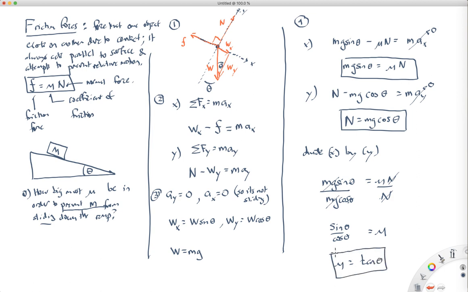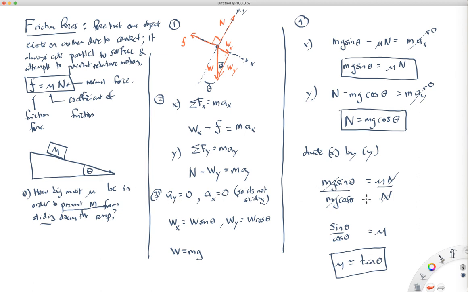In other words, in order for this block to not slide down the ramp, the coefficient of friction has to be numerically equal to the tangent of the angle. So for example, as an easy case, if the angle theta was 0, if it was on a horizontal surface, tangent of 0 is 0, you could have a coefficient of friction of 0 and it still wouldn't slide, which kind of makes sense because the block is sitting on a horizontal surface. But as theta gets larger and larger, as it approaches 90 degrees, the coefficient of friction has to get larger and larger in order to make the block stick to it.